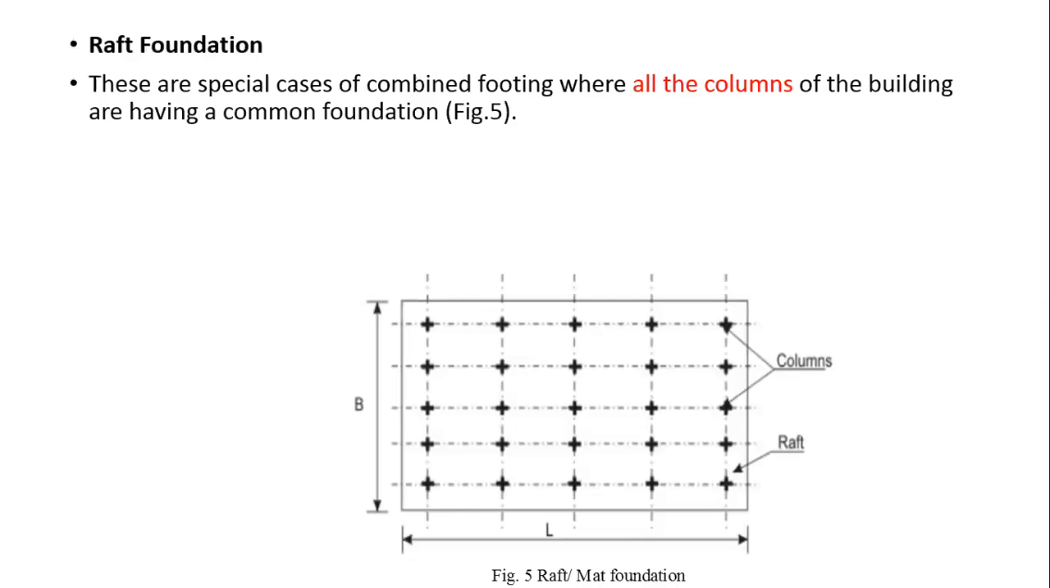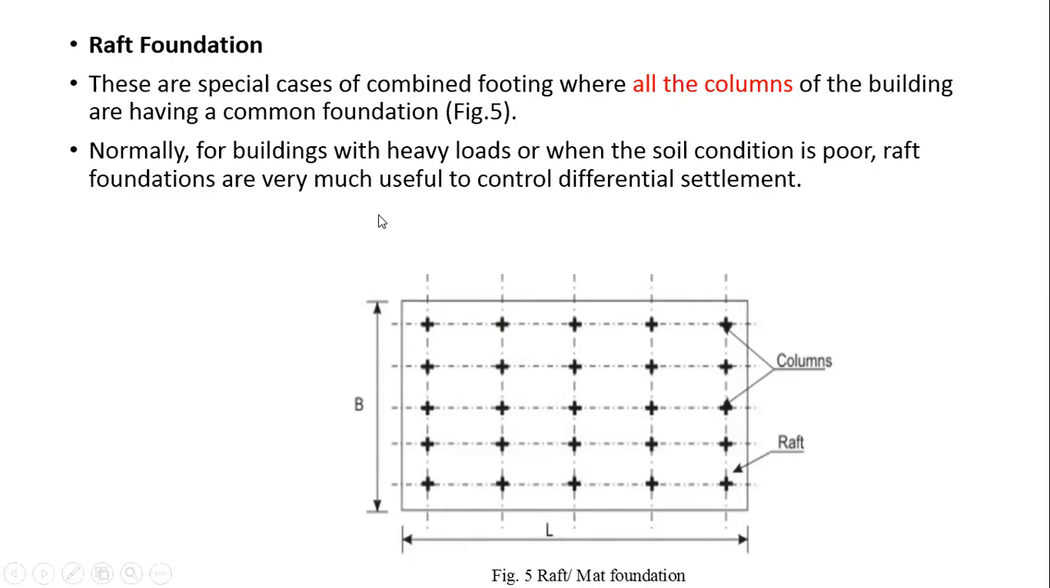Now, what is raft foundation? These are special cases of combined footing where all the columns of the building have a common foundation. Suppose these are my columns 1, 2, 3, 4, 5, and we have several rows of columns, all provided on one large footing. That one footing is called your raft foundation. Now, where is it used? It is used for buildings with heavy loads or when the soil condition is poor. The soil condition here is not good. So raft foundation is very useful to control the differential settlement.